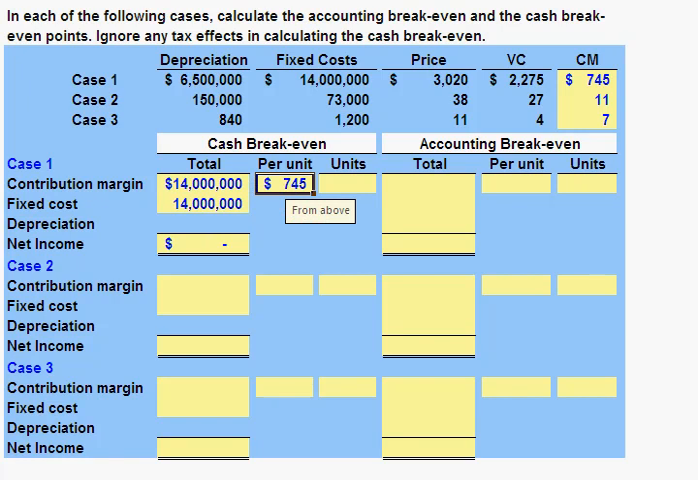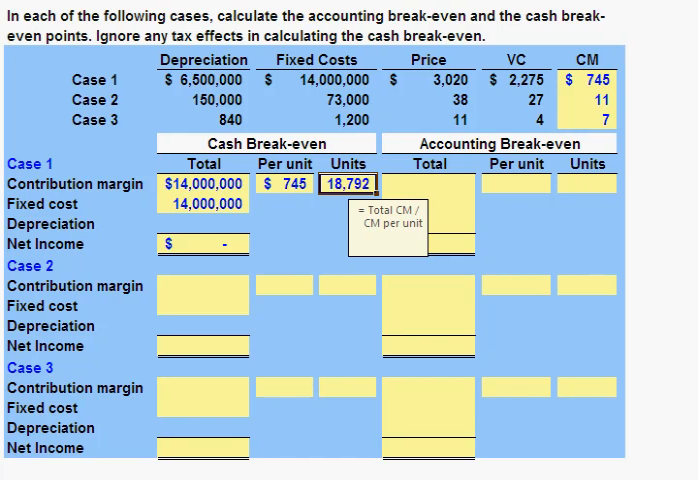Therefore, the number of units we need to sell to break even is 18,792. This is our total contribution margin of $14 million divided by our $745 per unit contribution margin.